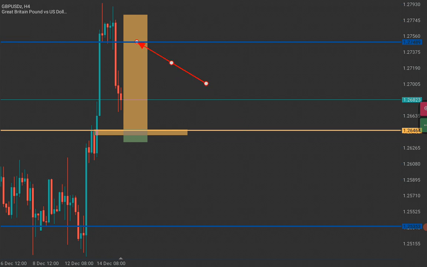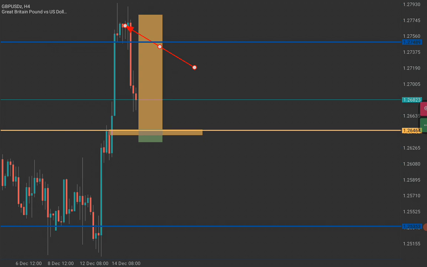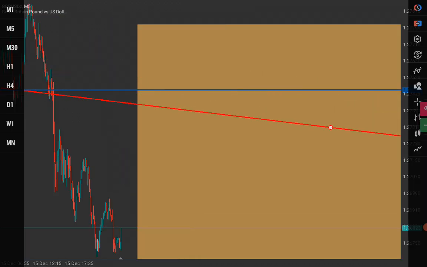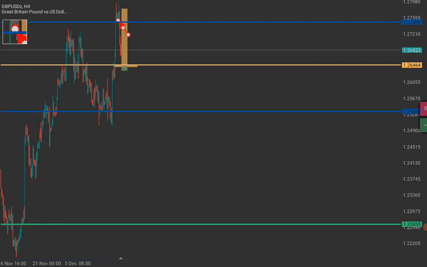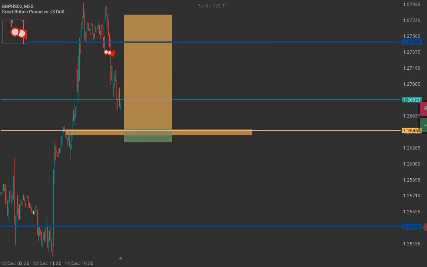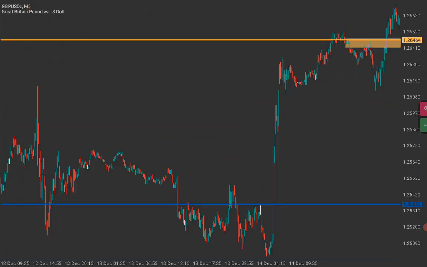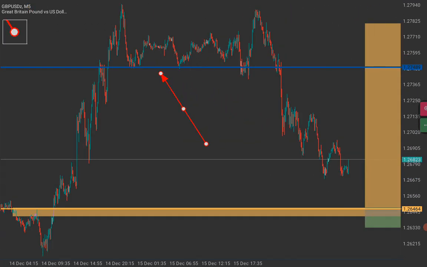In this case, we had our first entry right here. Let me show you guys on the 5 minutes time frame. When price came to the weekly zone, although the zone should be as big as this, I normally use just one line to avoid all this noise in the market.